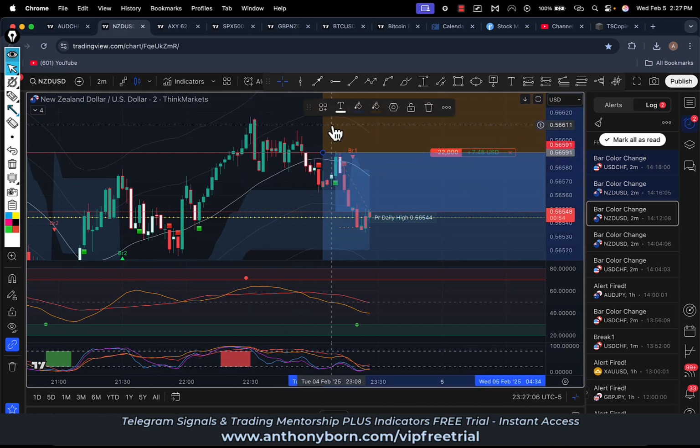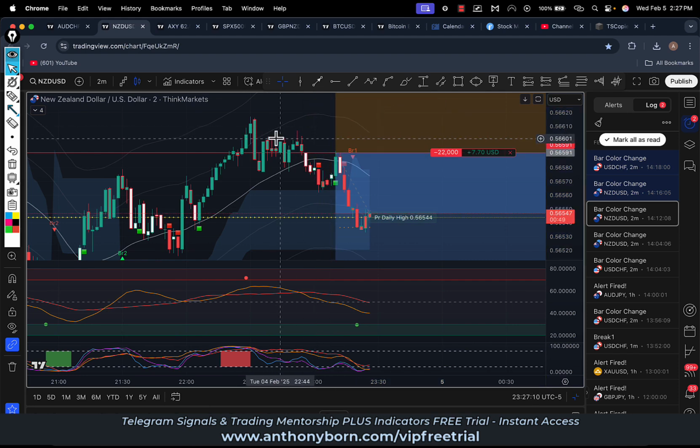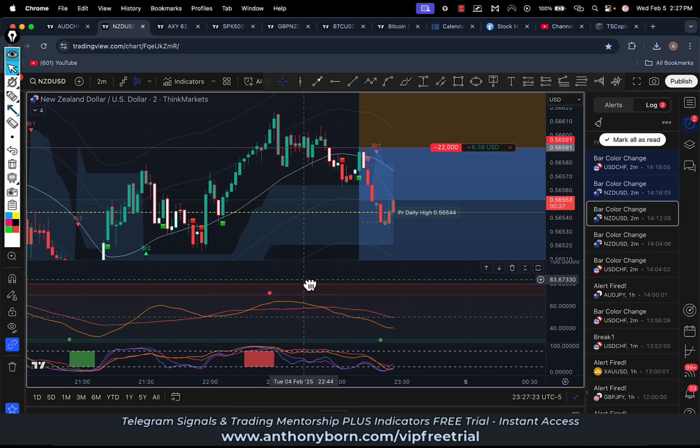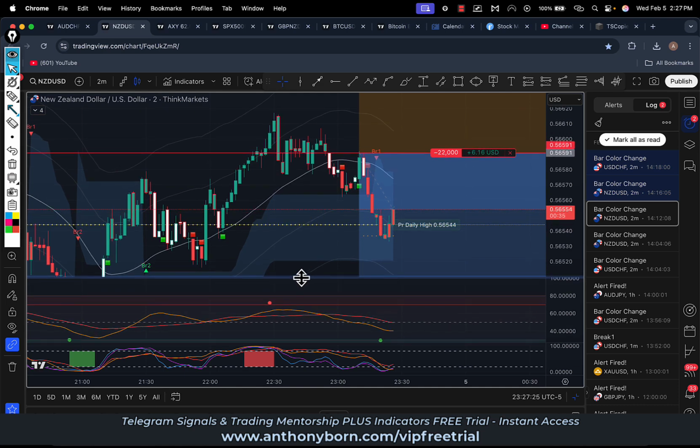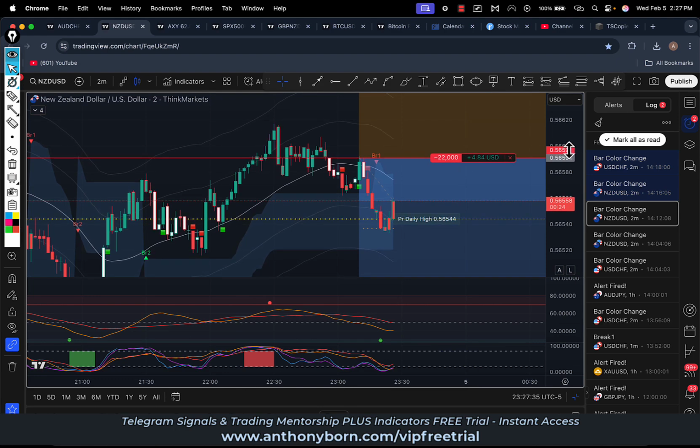Actually, my entry point was there. Okay, so we had the reach into liquidity and this change of character here. Right, and I'm short on this time frame. And we also have the signals on the 2-minute. So that's a bonus. Now what you can do with this is pull your stop loss.